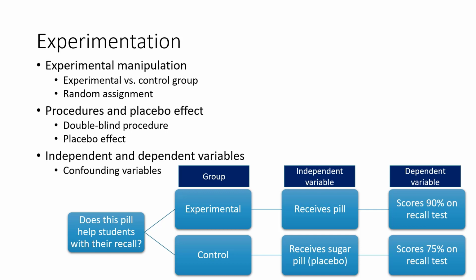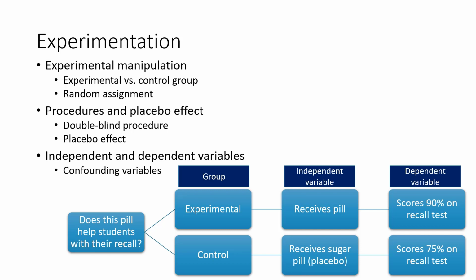To try to ensure that the two groups are as similar to each other as possible, I would use a technique called random assignment. So as the name states, this is when we randomly assign participants to the two groups. In this example, the participants in this study are all blind to the condition that they're in. This means that they don't know whether they took the actual pill or the sugar pill.